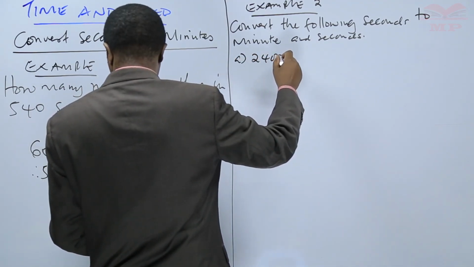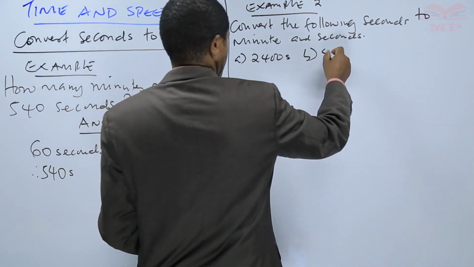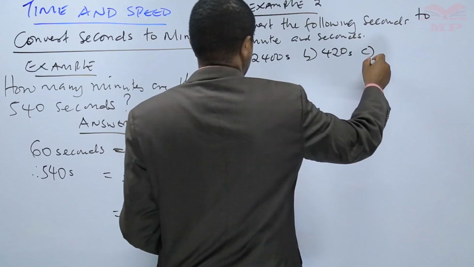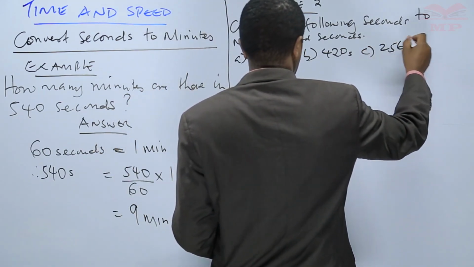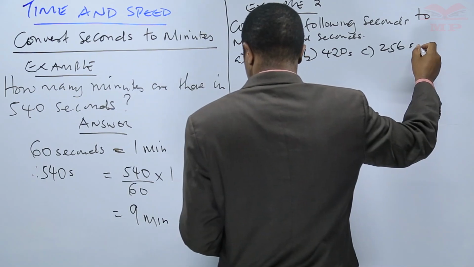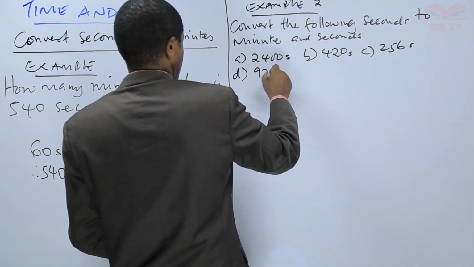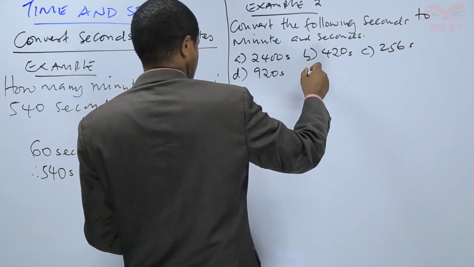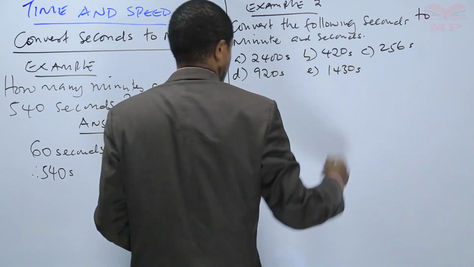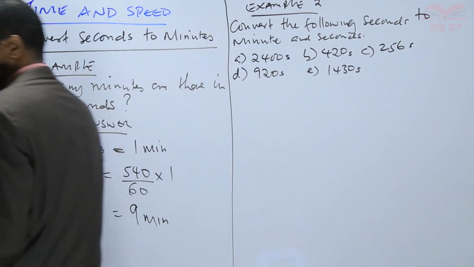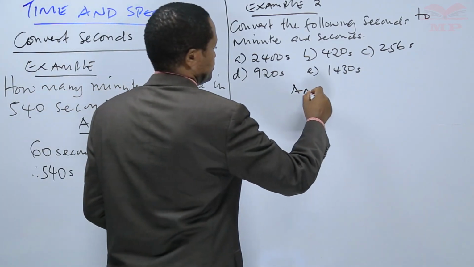A, 2,400 seconds. B, 420 seconds. C, 256 seconds. D, 920 seconds. E, 1,430 seconds. Let's work this out together.